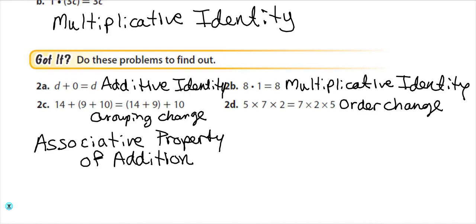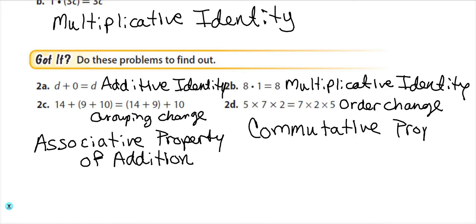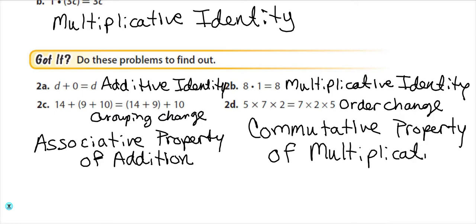So since the order changed, this is called the commutative property of, in this case, it was multiplication. Okay. All right, go ahead and finish up, and let's turn the page.